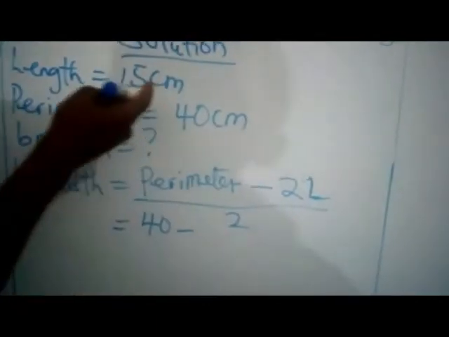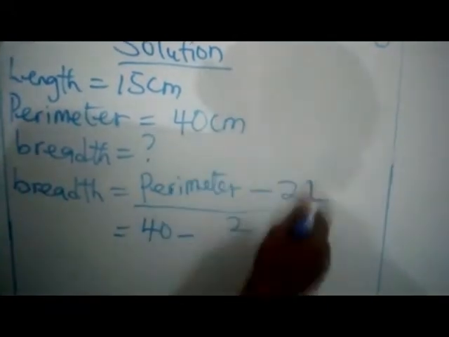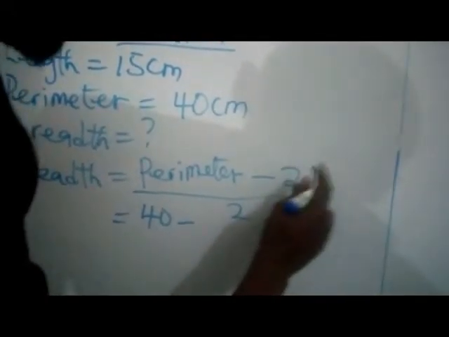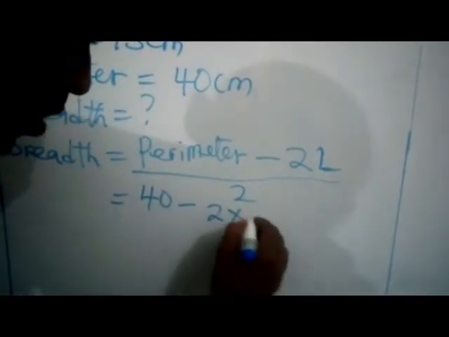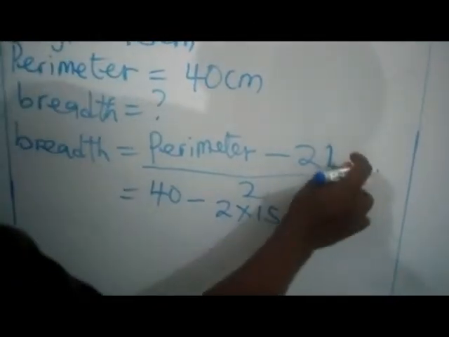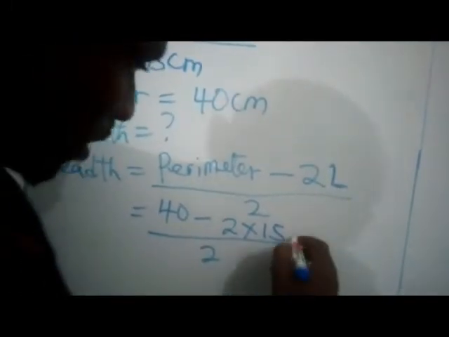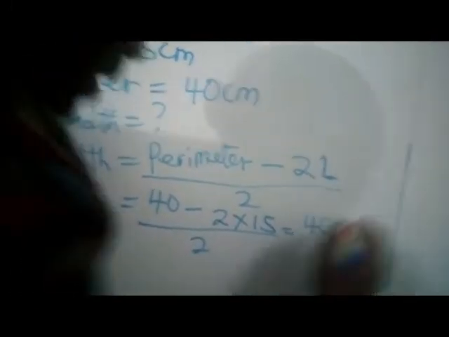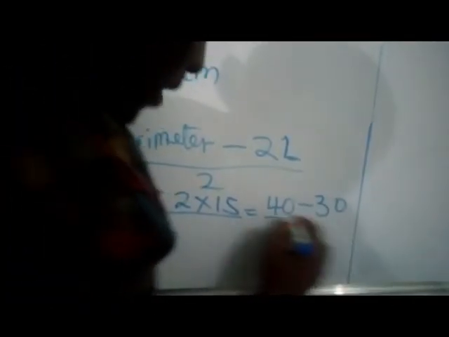What's the value of our length? The value of our length is what? 15. Now remember, I told you that there is a bond between 2 and L, and that bond is what? Multiplication. So that will be 2 times what? 15. The value of our L is 15. I will divide all through by what? 2. So that will be 40 minus 2 times 15, which will give us what? 30. Divide all through by what?